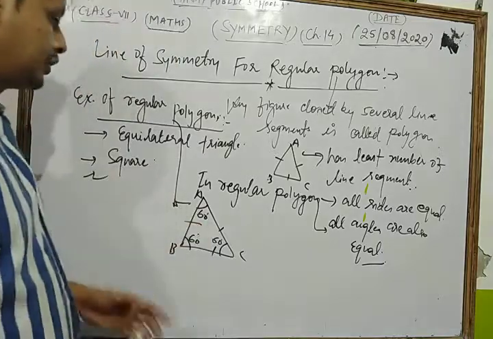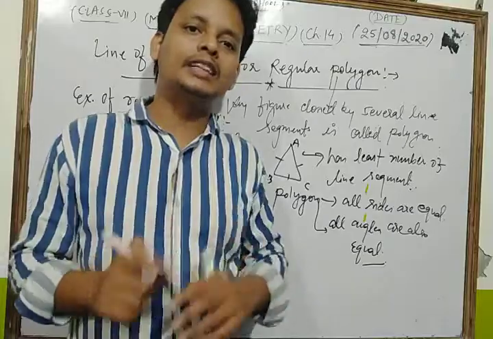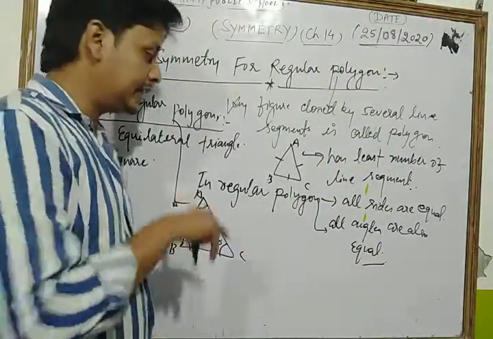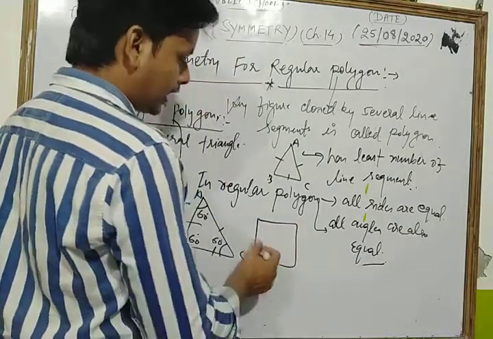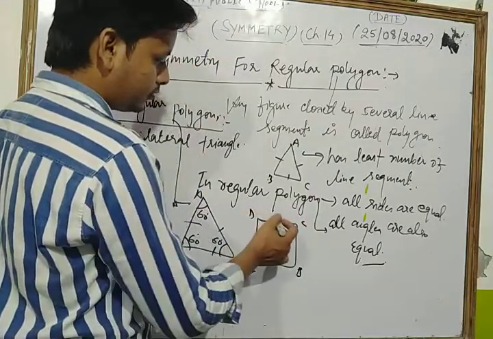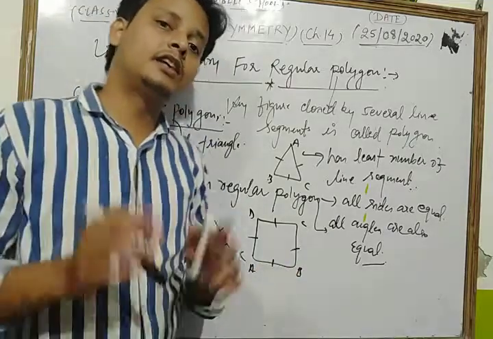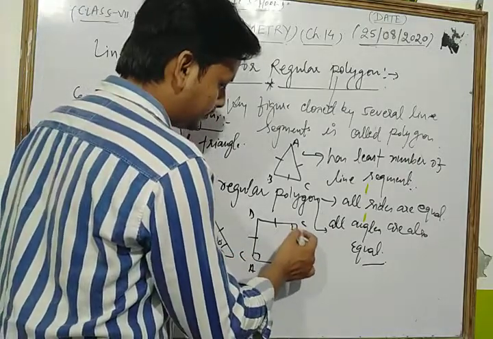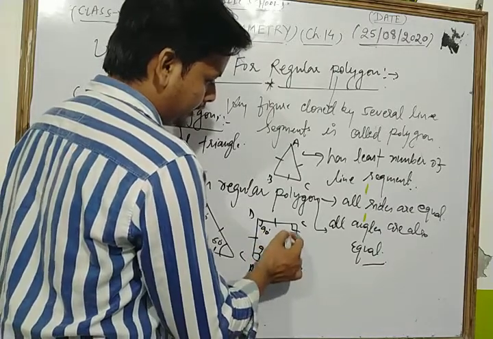Same as in square. Square is a polygon because it is a closed figure bounded by 4 line segments, so it is said to be a polygon. Why is it said to be a regular polygon? Because, dear student, in square all sides are equal, AB is equal to BC is equal to CD is equal to AD, and each angle is also equal to 90 degrees.